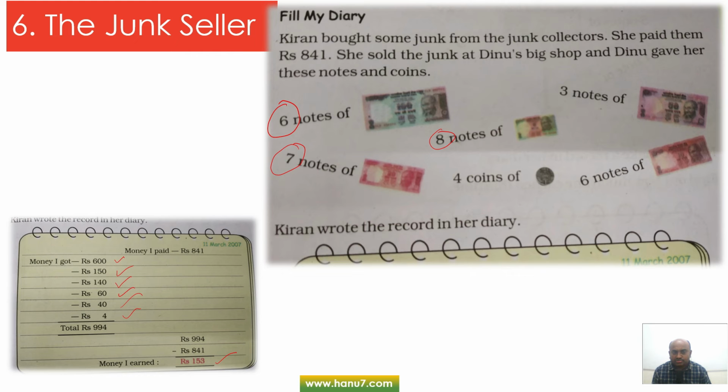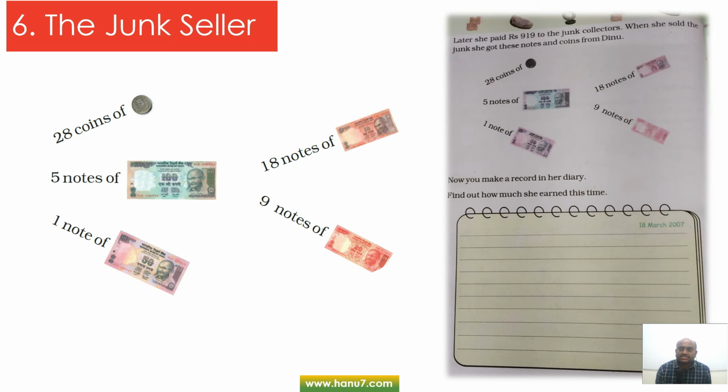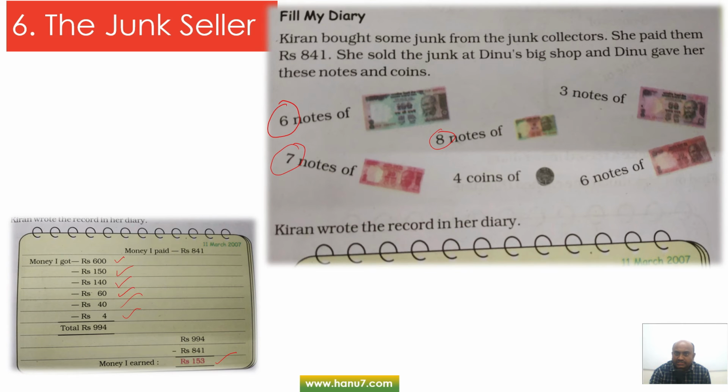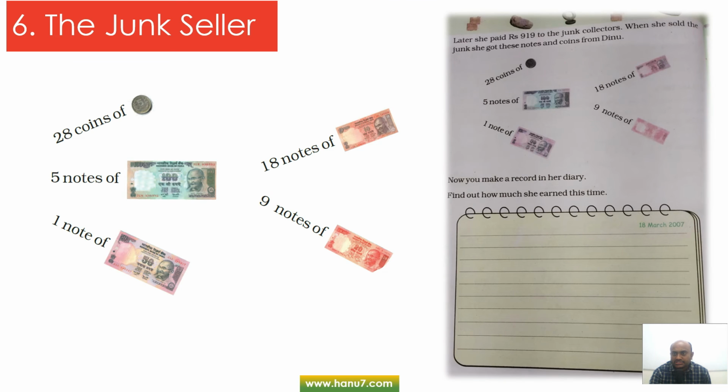Okay, so Kiran wrote the record in her diary like this. Now we are supposed to do such an activity here. So later she paid 919 to the junk collectors, and Kiran bought some junk from the junk collectors. She paid them 841. She sold the junk to Dino's big shop, and there Dino gave 994. So whatever she paid, she subtracted from the total. And here also you can see, later on another day, 18th March, she paid 919 to the junk collectors.